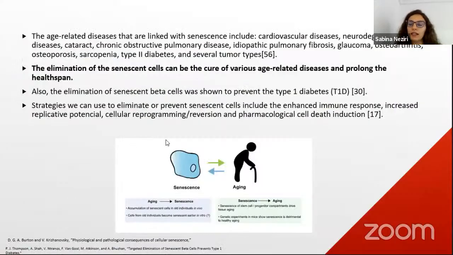And it has been proven by different studies that the elimination of senescent cells can cure various age-related diseases, for example, type 1 diabetes. And a lot more research is being conducted to prove it more.